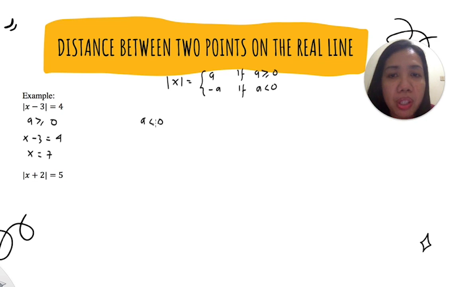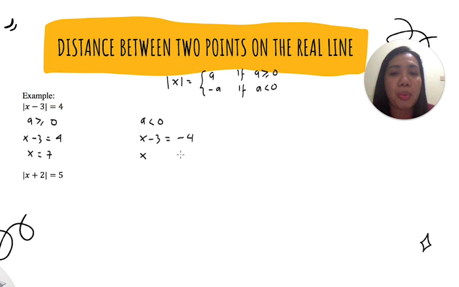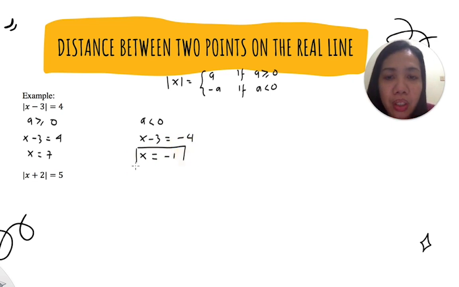And for the second possibility, we write the inside part of the absolute value, x minus 3. And remember, for the second possibility, we multiply a by minus, so we write this 4 as a negative number, minus 4. Okay, now we can figure out the value of x by adding both sides with 3. So in here we have x equals minus 4 plus 3, which is minus 1. So we have two solutions here, x equals 7 or x equals minus 1.